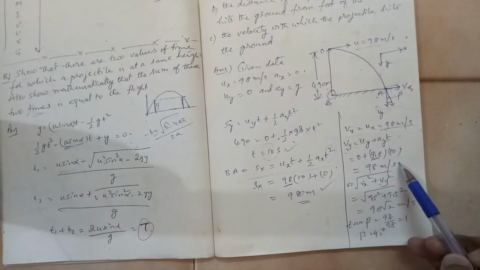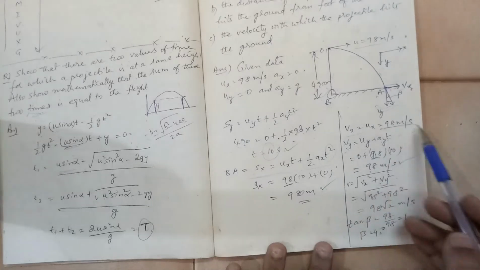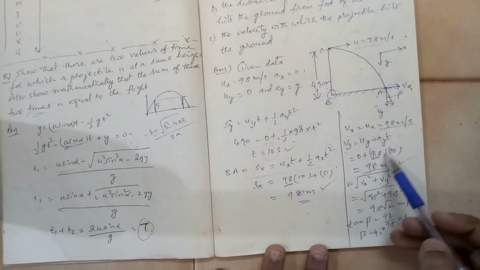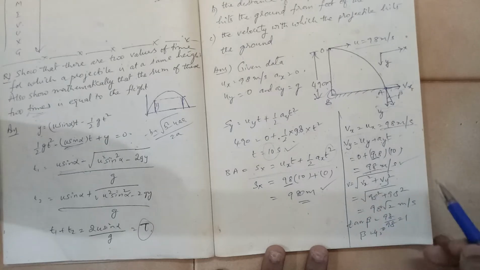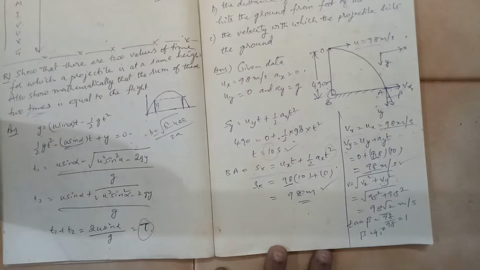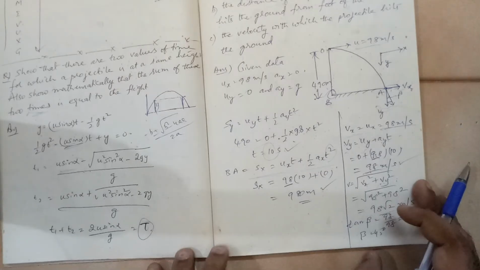So after solving this you get 98 meter per second. You have noticed that it is 98 in the x as well as the y direction, so you can get the resultant. You will find it is root over vx square plus vy square, so you will get 98 root 2. And again he has asked you the angle.